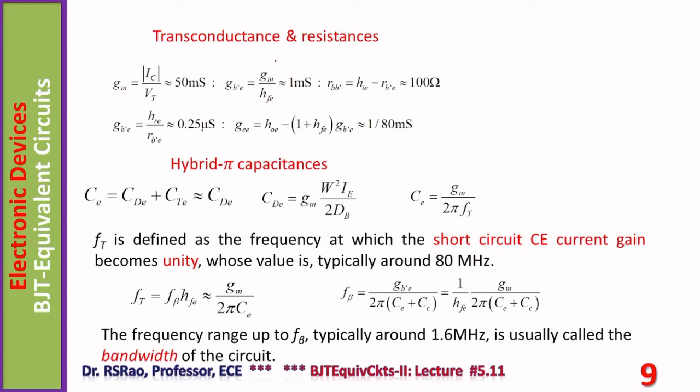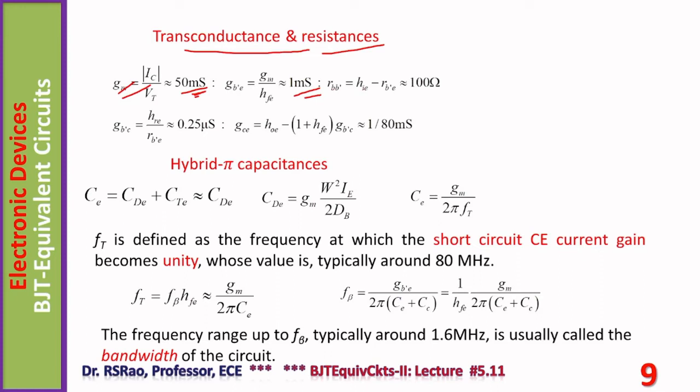Now whatever we have done so far with pi equivalent circuit parameters, they are all mentioned here at one place, so that it becomes easy to comprehend them, to understand them. Transconductance and resistances. gm is IC by VT. Roughly it is equal to 50 millisiemens. Not only expressions are given here, but also typical values. g_B'E is gm by hFE. Its value is roughly 1 millisiemen.